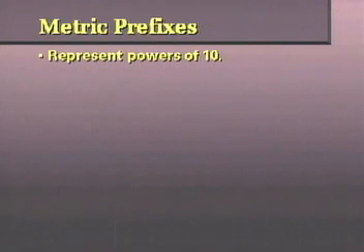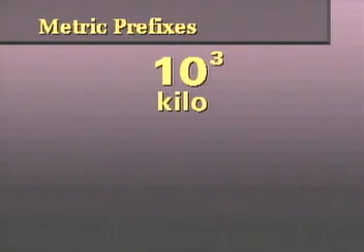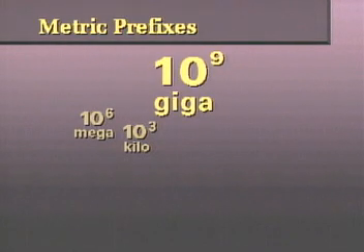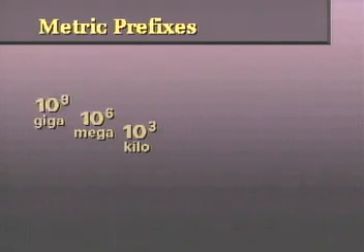Using metric prefixes to represent powers of 10 can help simplify things even more. Each prefix represents a commonly used power of 10. 10 to the 3rd power is called kilo. It comes from the Greek word that means 1,000. 10 to the 6th power is called mega. It comes from the Greek word megas, which means great or mighty. Many of our words, such as megaphone and megalith, have the prefix mega in them. 10 to the 9th power is called giga. It comes from the Latin word gigas. Our word gigantic derives from giga.